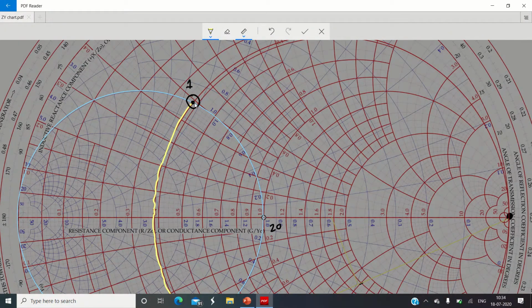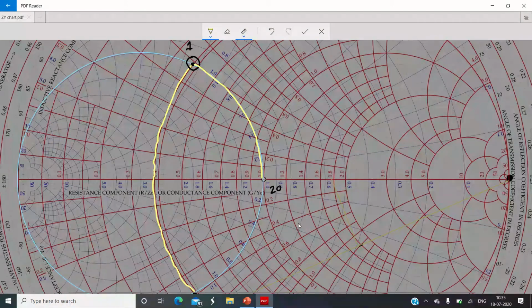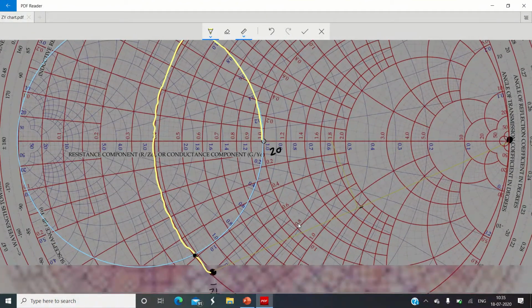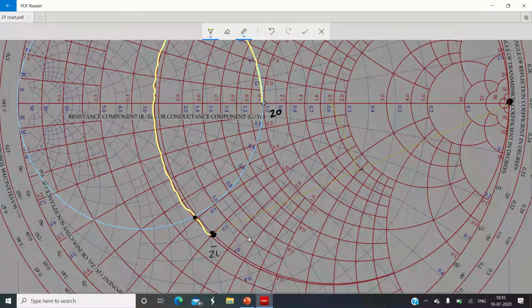From point 1, I will start coming down on the constant conductance circle in this way, right? And when I reach point Z0, I ultimately reach the center of the Smith chart. And here we have reached the center of the Smith chart, and thus we have accomplished the matching circuit. Okay, so there are two paths we traced.